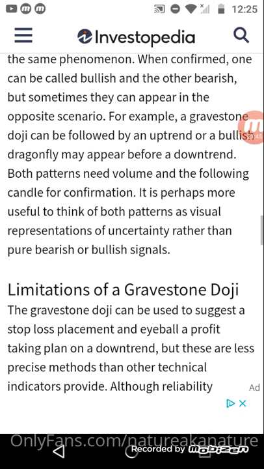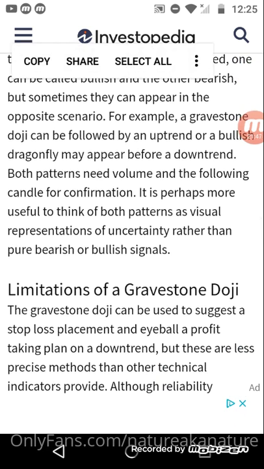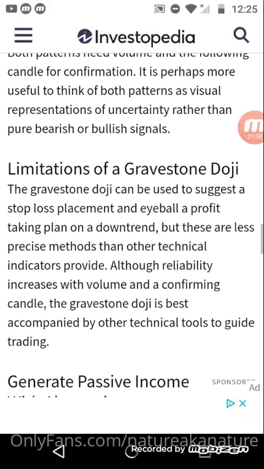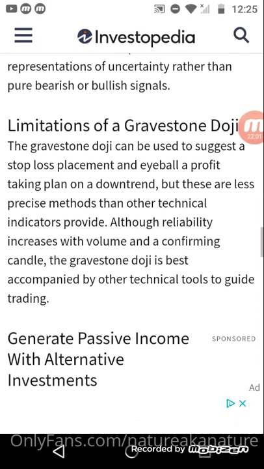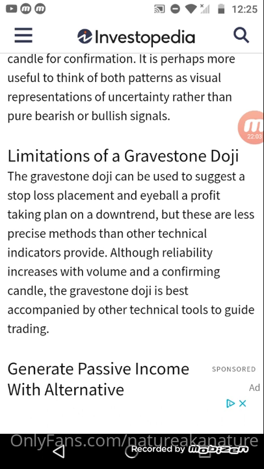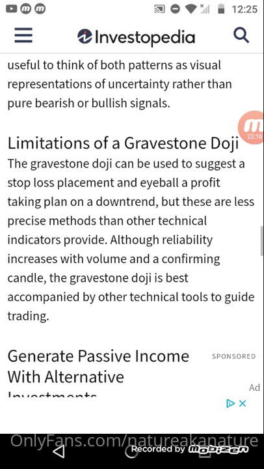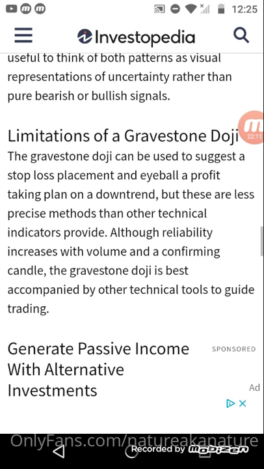The limitations of a Gravestone Doji. A Gravestone Doji can be used to suggest stop loss placement and profit taking on a downtrend, but with less precise methods than other technical indicators provide, like the moving average. The moving average is very reliable, and reliability increases with volume and confirmation candles. The Gravestone Doji is best accompanied by other technical tools to guide traders. So, all right, this is Gravestone Doji, gang.